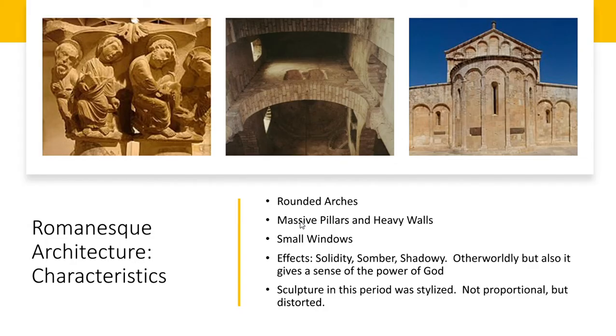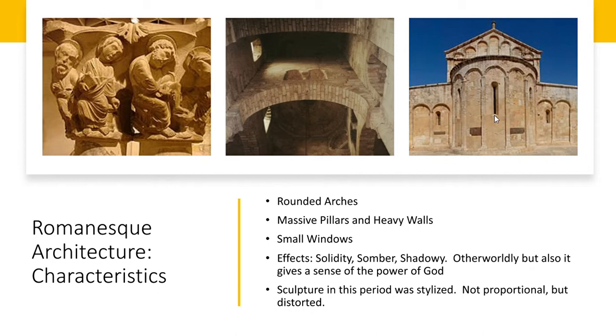So now let's talk about Romanesque architecture. What characterizes it? Well, first of all, the rounded arches, and you can see those here and here, and in the building over here. First off, they had massive pillars. This was a very heavy building. They had these massive pillars and very heavy walls that supported a stone ceiling. So consequently, they had small windows.